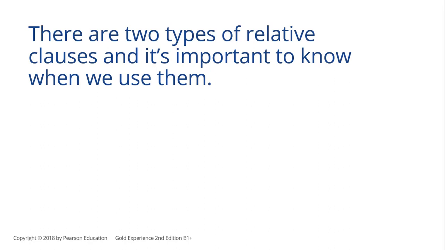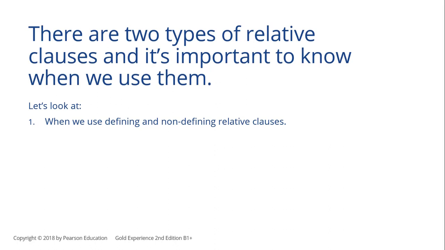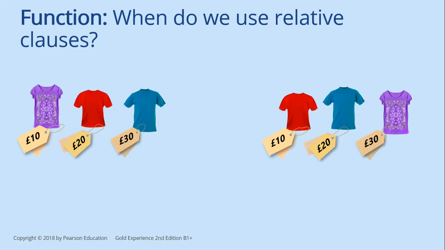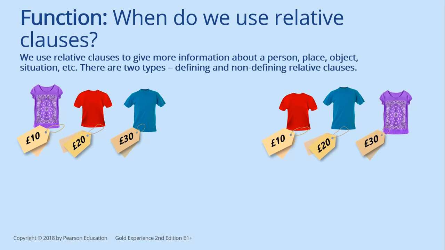There are two types of relative clauses, and it's important to know when we use them. We will have a look at when we use defining and non-defining relative clauses, which relative pronouns we use in relative clauses and when, and finally, how we make sentences which contain relative clauses. So, when do we use relative clauses? We use relative clauses to give more information about a person, place, object, situation, etc. There are two types: defining and non-defining relative clauses.